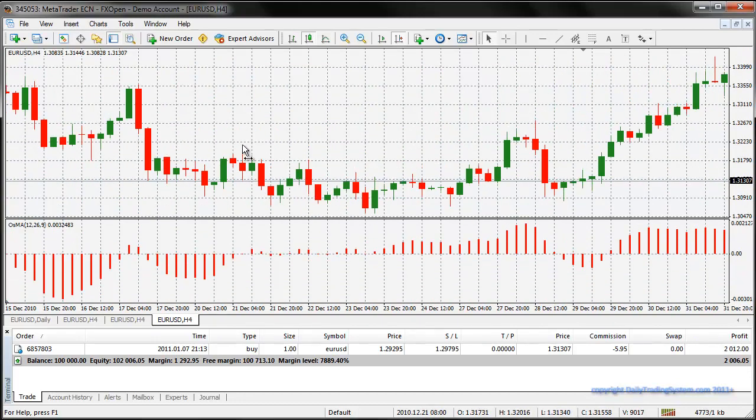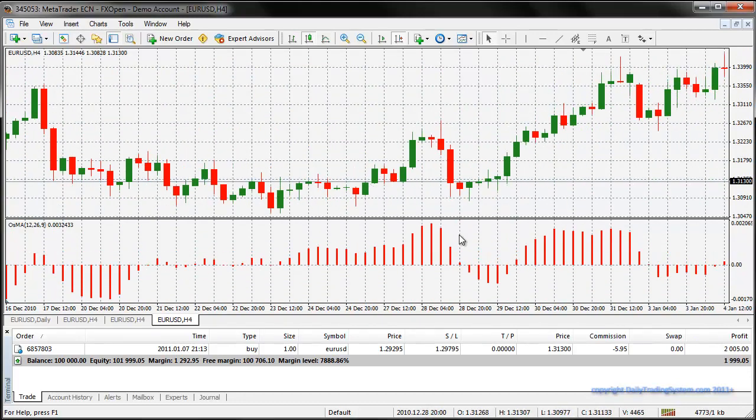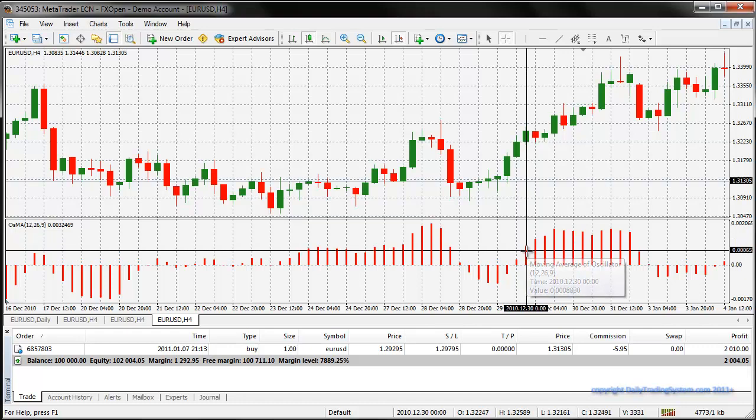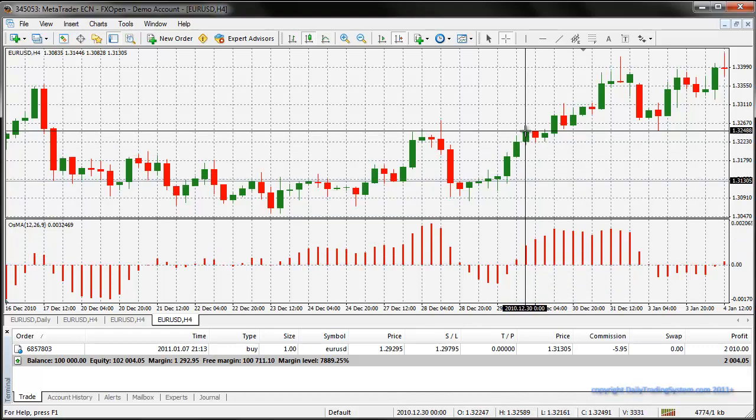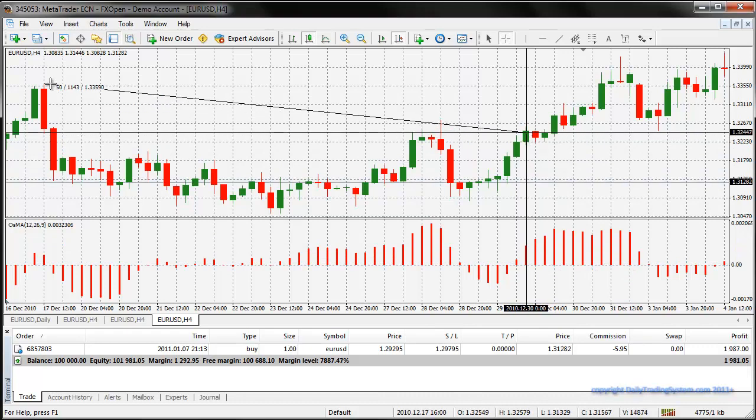Okay, this might be a good one. Okay, here's a good example. Alright, I believe it's a good example, at least from a standpoint. Okay, here is our second bar here on the OsMA, and it's above the vertical scale. Here is the candle that it represents. And I'm going to go over here because that's the next previous high.